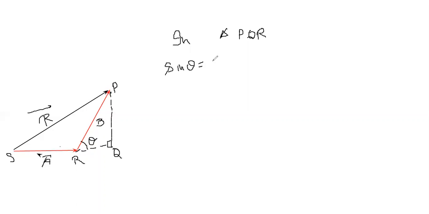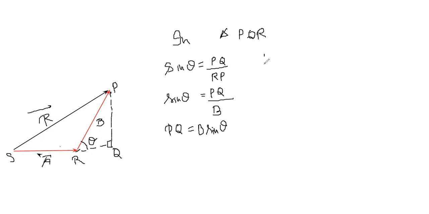What is the value of sine theta? Sine theta is the perpendicular over the hypotenuse. The perpendicular is PQ, and the hypotenuse is RP. So sine theta equals PQ upon RP, and RP is the magnitude of vector B. So we get PQ equal to B sine theta.